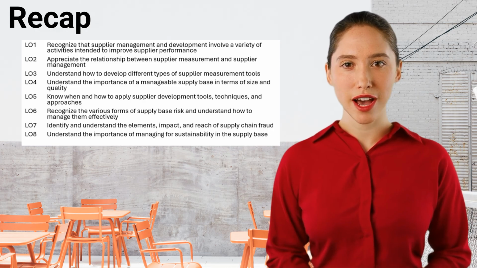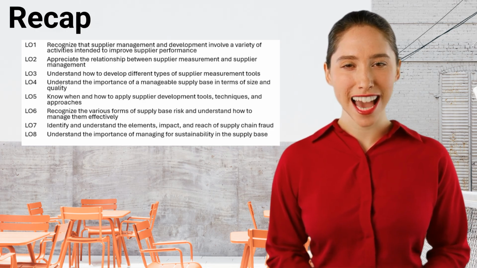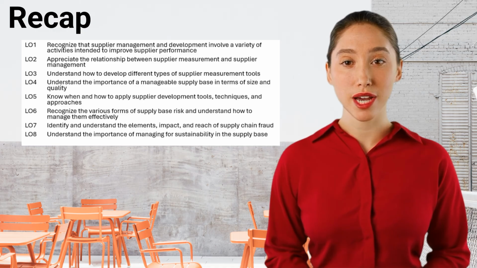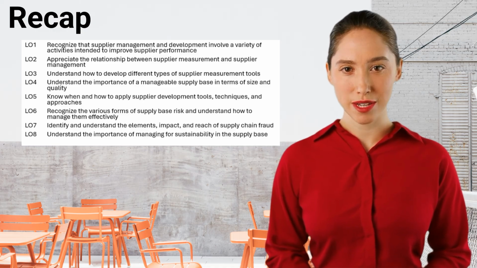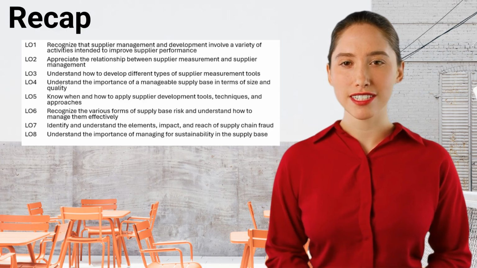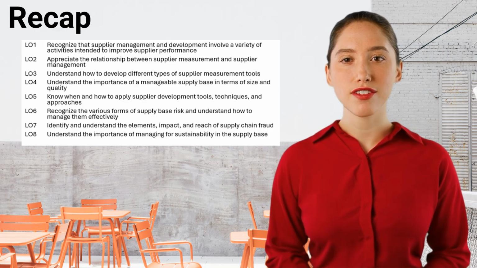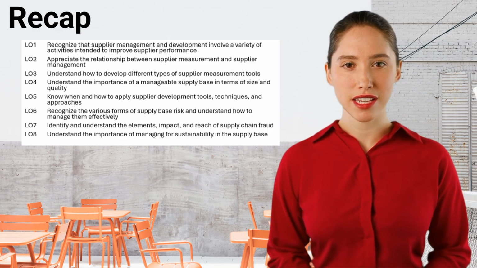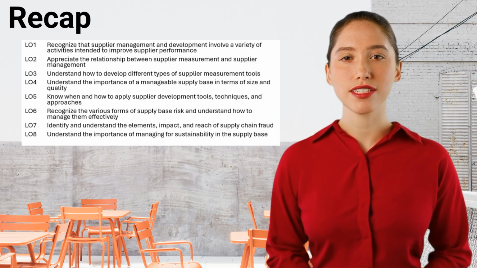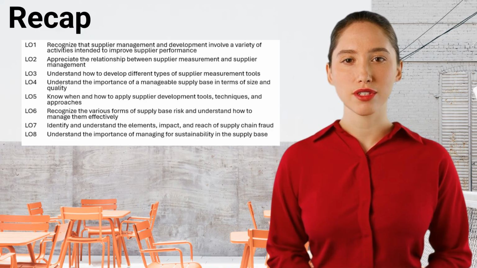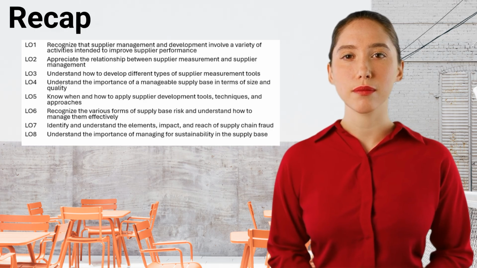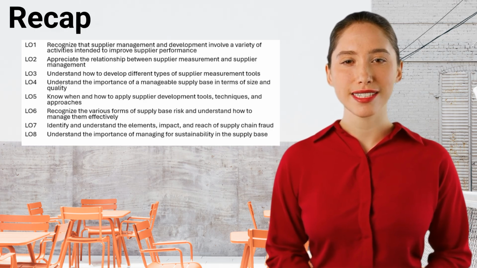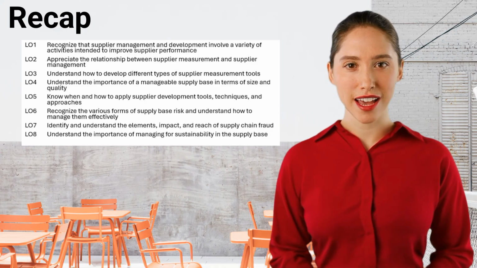Fifth, we covered supplier development. This is when a firm actively helps suppliers improve through training, shared expertise, and joint projects. Instead of constantly replacing suppliers, companies often improve strategic partners because the supply chain competes as a network. Sixth, we examined supply base risk. Risks can come from politics, markets, logistics, finance, or the supplier's own stability. Firms must evaluate both the probability of disruption and its impact, then prepare responses in advance.